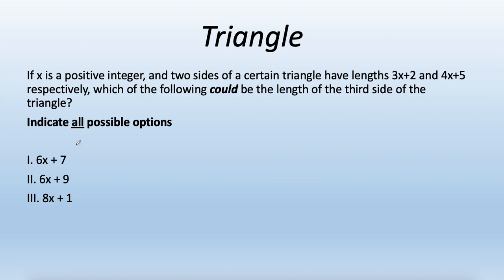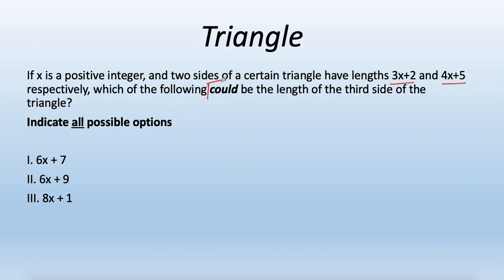Now let's see, this is a question of similar nature as we discussed earlier, but this involves a variable. So let's see, if x is a positive integer and two sides of a triangle have lengths 3x plus 2 and 4x plus 5 respectively, which of the following could be the length of the third side?